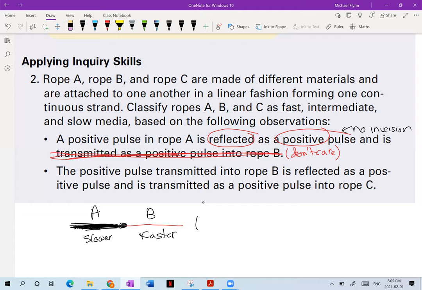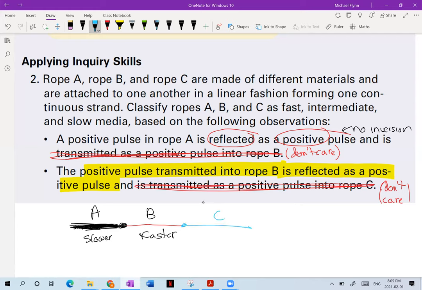Now, what about C? Well, if we keep reading, it says here a positive pulse in B is also reflected as a positive pulse. And again, we can ignore that, okay? Because we don't care about the transmission. It never changes. It doesn't tell us anything. So what I'm saying is here we attach rope C, okay? So there's rope C. This must be the fastest one. It has to be even faster than B.